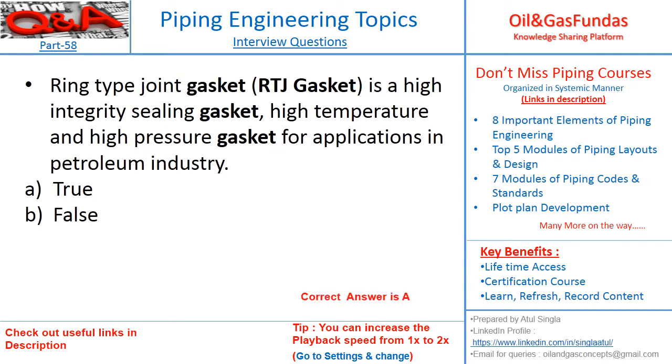So the correct answer is A. This is the definition, that is why we are using RTJ gasket in the petroleum industry, because whenever there is a demand for high temperature and high pressure, we don't want the joint to fail under those circumstances. So that is why we go for ring type joint gasket, ring type joint as well as the gasket, which is providing us a better sealing arrangement under high temperature and high pressure. So this is the main application of RTJ gaskets. So the statement is true.